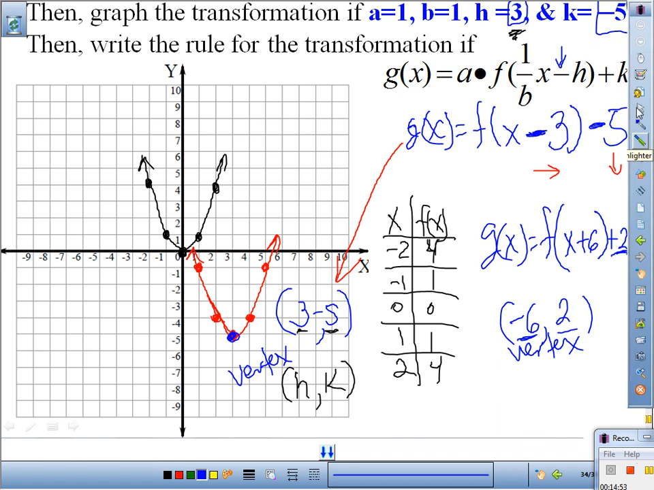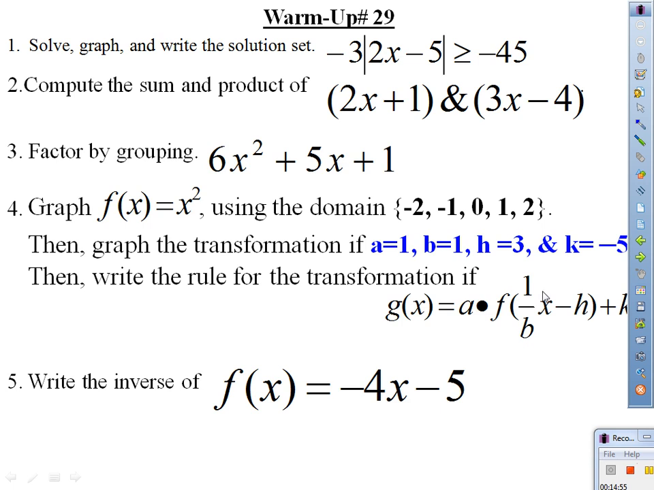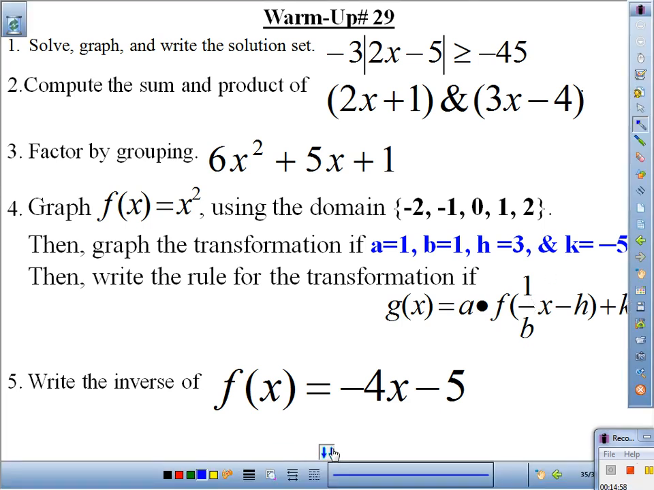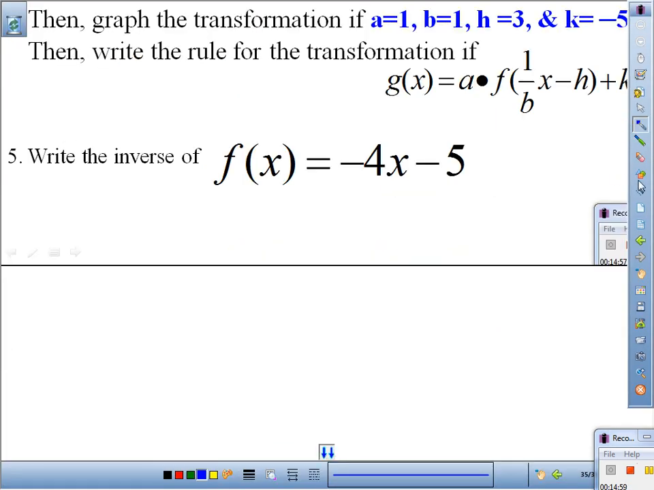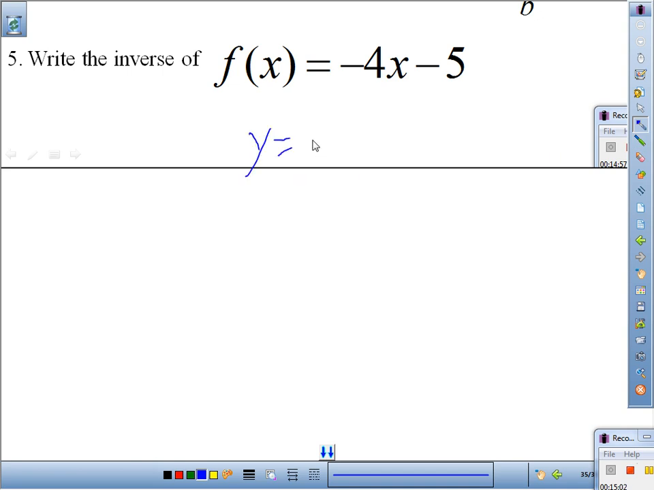And last but not least, number 5, the easiest one, right? Step 1, rewrite it. Oh, sorry.